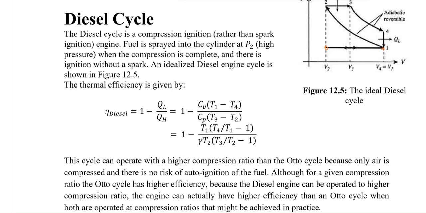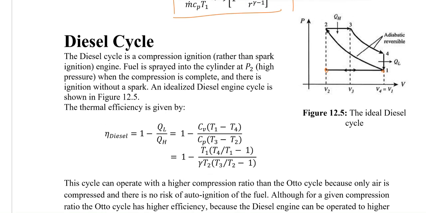So in the intake stroke, in the last lecture we said something about state number 5, let's say. So the intake stroke from 5 to 1 would be air only. Then we have the adiabatic compression, or what we call the compression stroke, from 1 to 2, in which the air only would be compressed from 1 to 2.